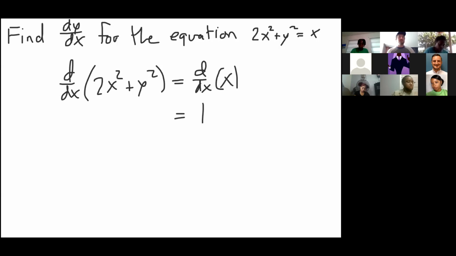And then the more interesting stuff is happening on the left-hand side. Maybe you're feeling really comfortable with that sum or difference rule with derivatives. But again, just for good practice, I like to write it out: the derivative of 2x squared plus y squared is the same thing as the derivative of 2x squared plus the derivative of y squared. And I can separate derivatives over sums.